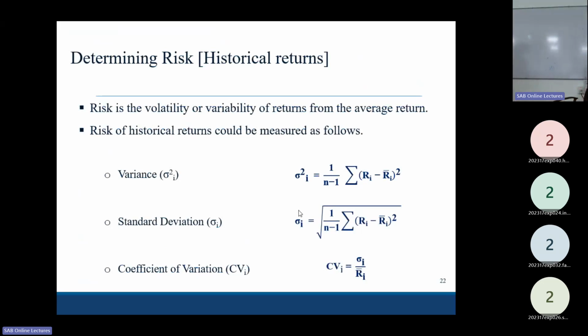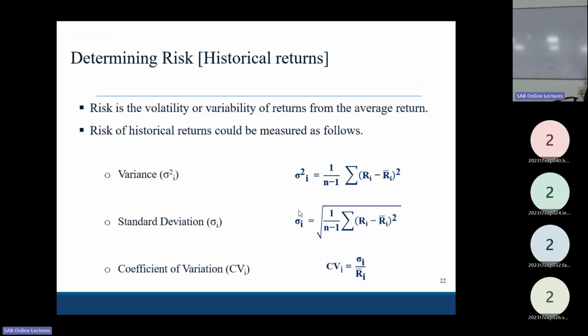Due to the time, I am going to the coefficient of variation also. If you look at this coefficient of variation, you can calculate it as standard deviation divided by R bar, the average return. So what is the meaning of this coefficient of variation? This is risk per unit of return.